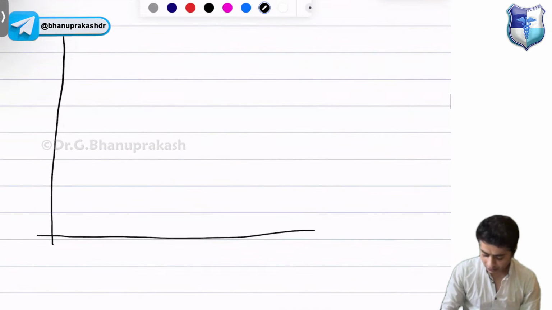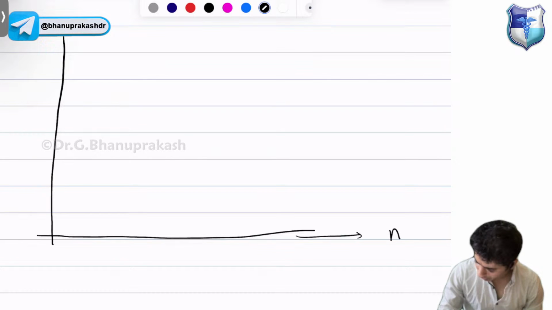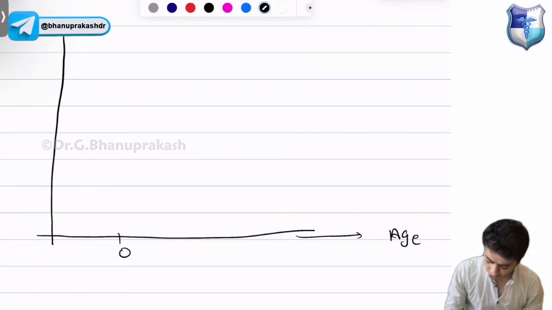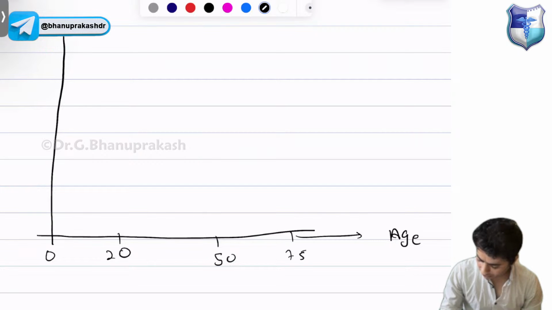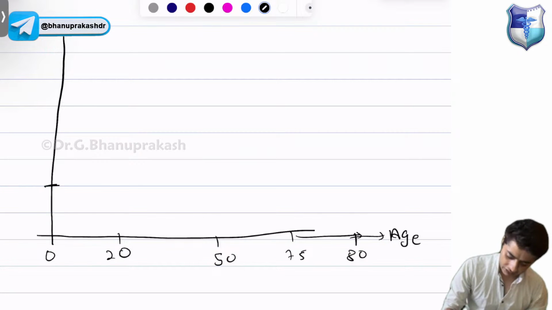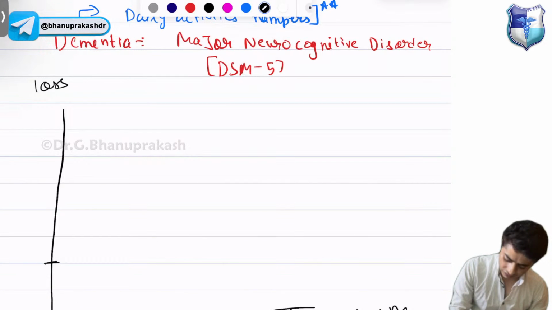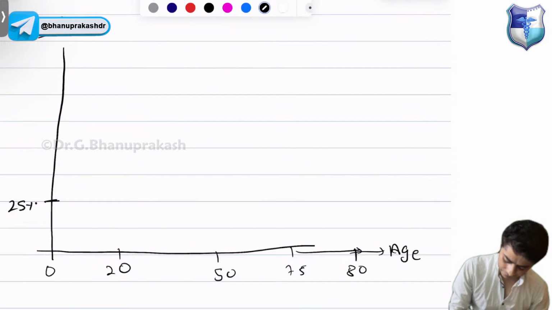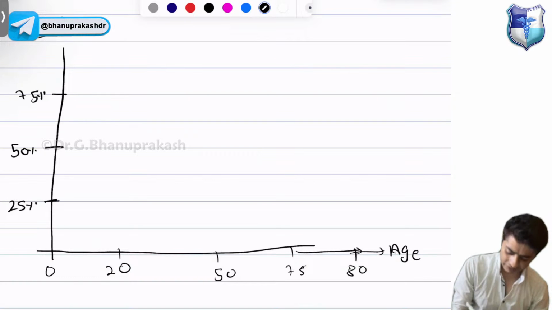okay, and in this section, it is your age. Suppose you are 0, 20, 50, 75, and now suppose it is around 80. Okay, this is loss of cognitive function. Suppose this is around 25%, 50%. Now it is your 75%.